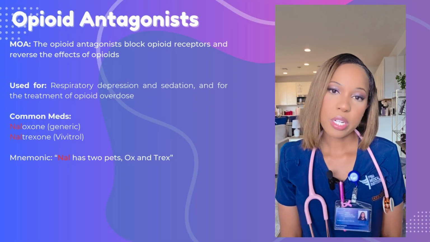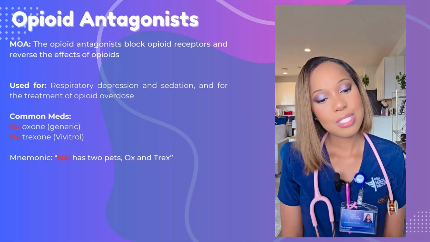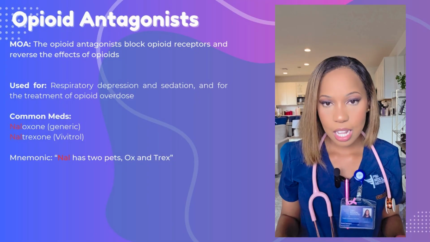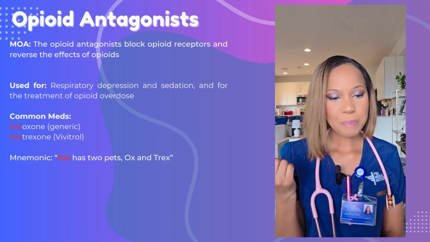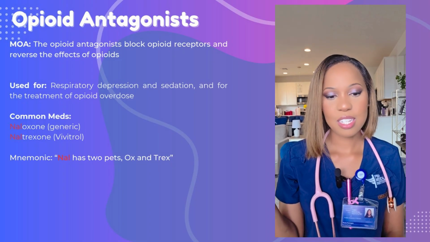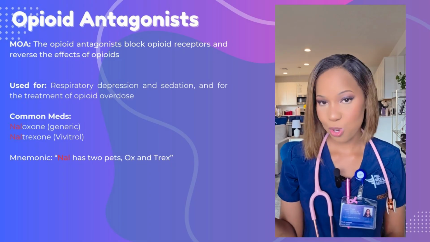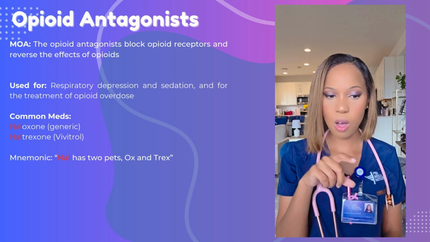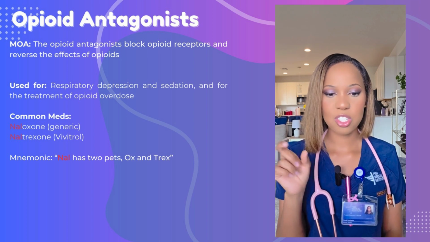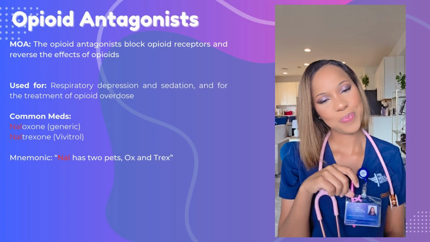The fun mnemonic I have for this medication is NAL, which is the beginning of both medications. And this sentence says "NAL has two pals, aux and trax." So NAL is the beginning for both medications, and aux is for one of the medications, and trax is for the second medication.